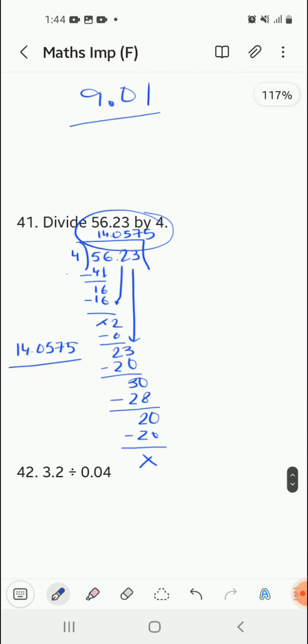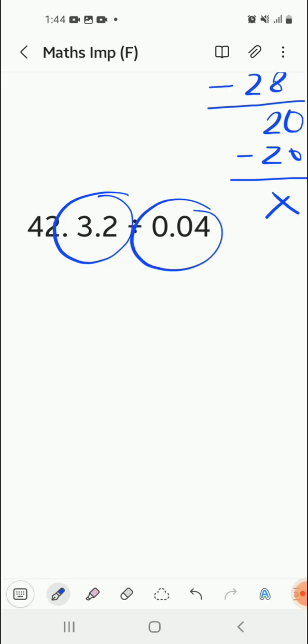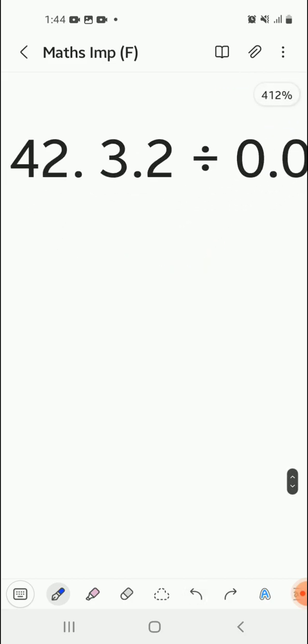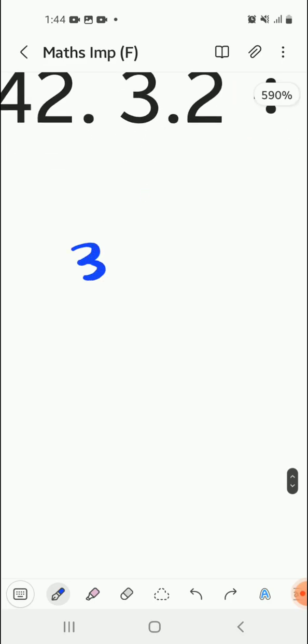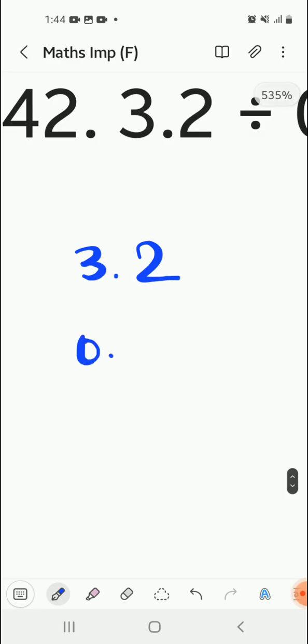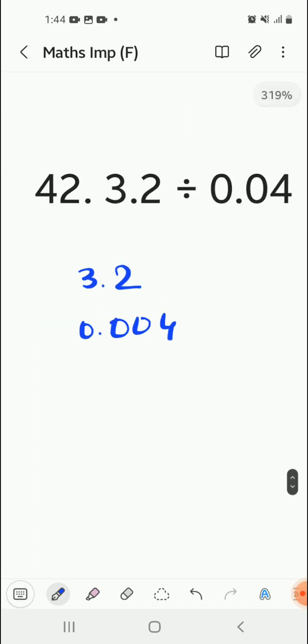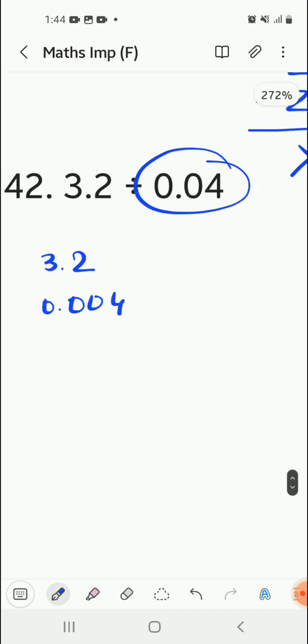Moving on to the next question. 3.2 divided by 0.04. All these while we were dividing numbers where we had the decimal place only in the dividend, but here we have it both in the dividend as well as the divisor. So the step is we have to do something in order to remove the decimal point from the divisor. We can't have a decimal point in the divisor, and as per the question we have a decimal point in the divisor. Over here 0.04 is my divisor and 3.2 is my dividend.